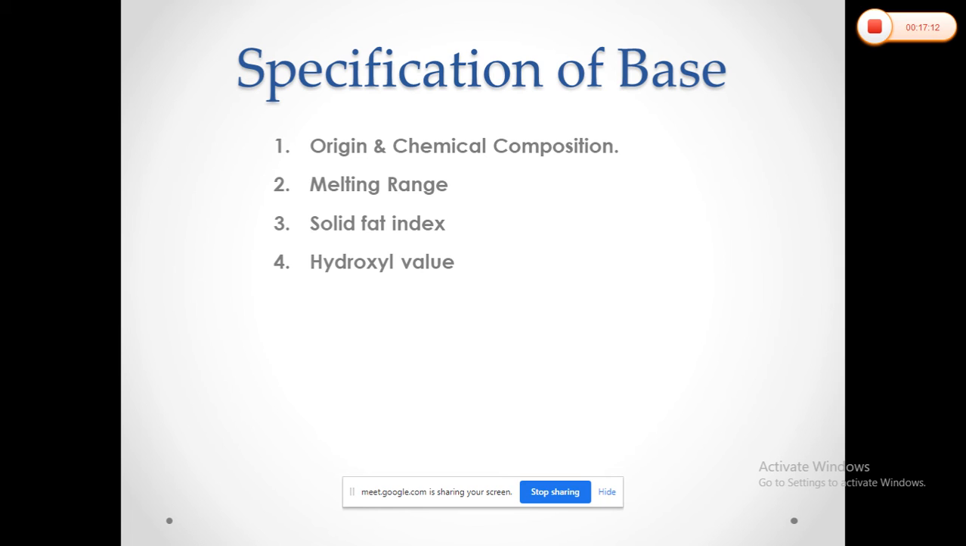The second one is the saponification value. Saponification value is the number of milligrams of KOH required to neutralize the free acid and saponify the esters containing 1 gram of fat. What is hydroxyl value? Number of milligrams of KOH that would neutralize the acetic acid used to acetylate 1 gram of fat. Here it is used for the saponification of the esters contained in 1 gram of fat. That is the amount of KOH required to neutralize the free acids, like any acid, and saponify the esters contained in 1 gram of fat.